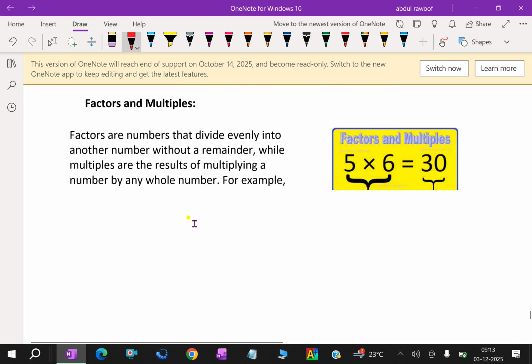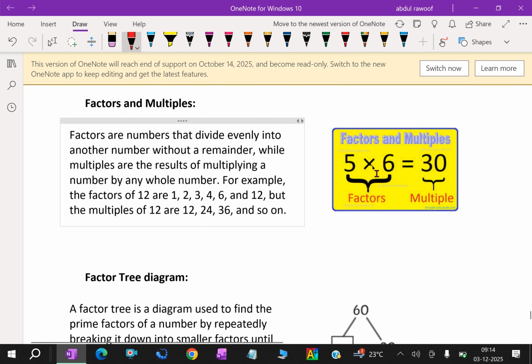Next one, factors and multiples. Factors are numbers that divide evenly into another number without a remainder, while multiples are the results of multiplying a number by any whole number. For example, 5 into 6 is 30. Here 5 and 6 are factors and 30 is the multiple.